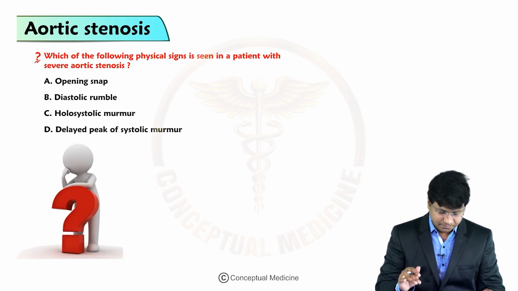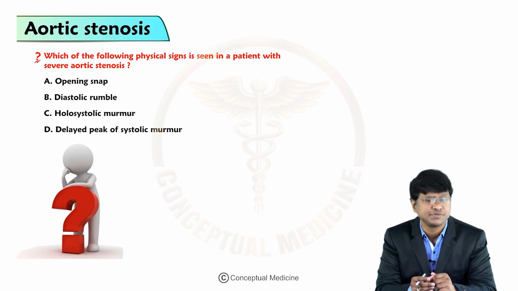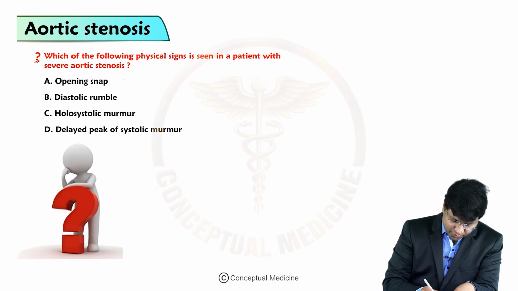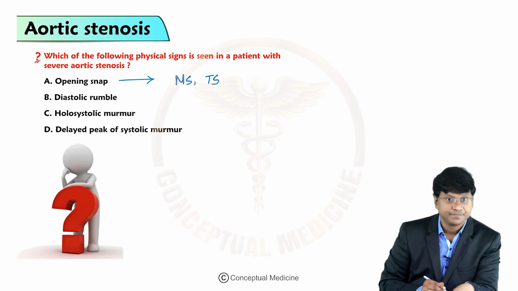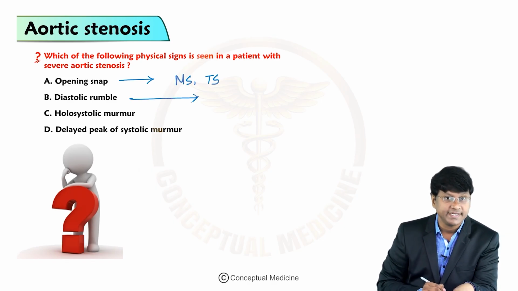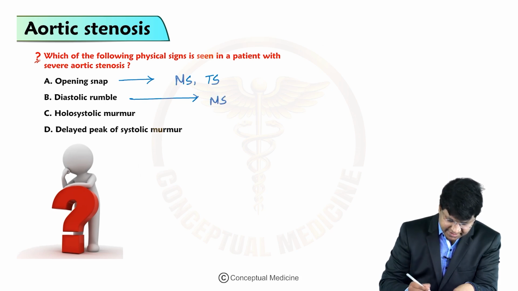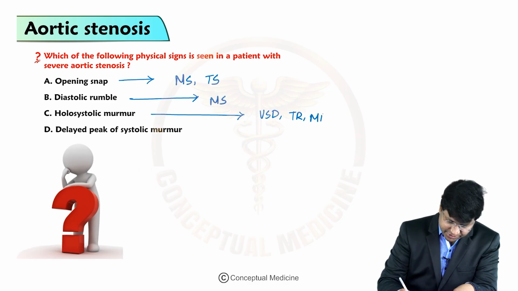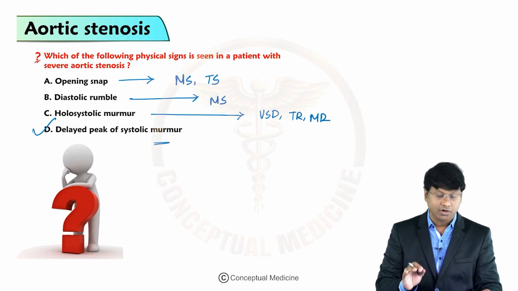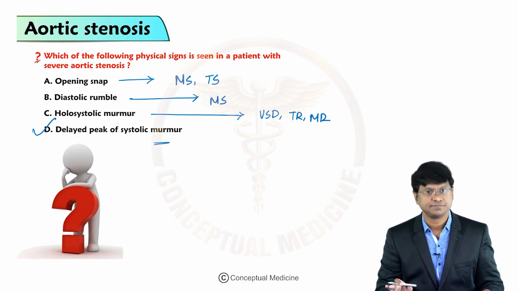Next question. Which of the following physical signs is seen in patients with severe aortic stenosis? Opening snap, diastolic rumble, holosystolic murmur, delayed peak of the systolic murmur. So let me tell you, opening snap is present either in patients with mitral stenosis or tricuspid stenosis. Diastolic rumble is seen in patients with mitral stenosis. The holosystolic murmur is present in VSD, tricuspid regurgitation and mitral regurgitation. Then delayed peak of the systolic murmur is the one which is suggestive of severe aortic stenosis. Right? Next question.